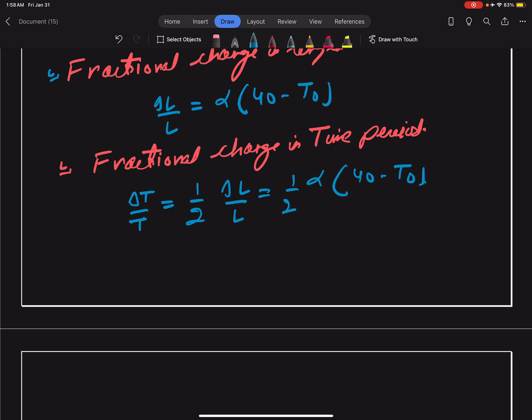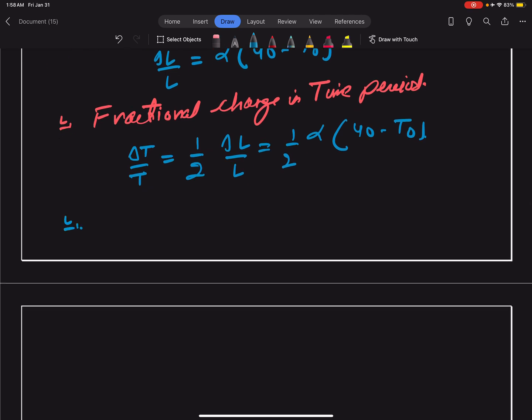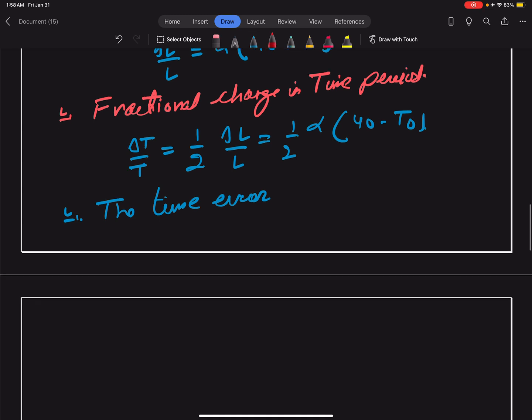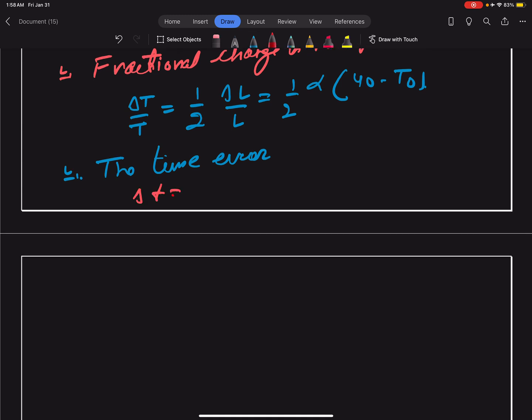And the time error in this case is it loses 12 seconds. So we can write that the time error in this case can be written as delta T is equal to 1/2 alpha 40 minus T naught multiplied by 86400 is equal to minus of 12, because there is loss of 12 seconds. Okay, so negative is only for the loss.